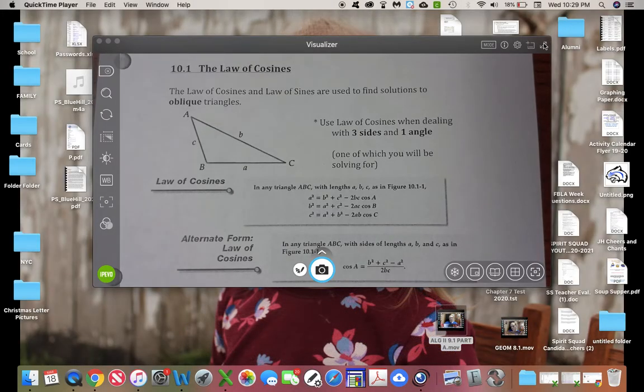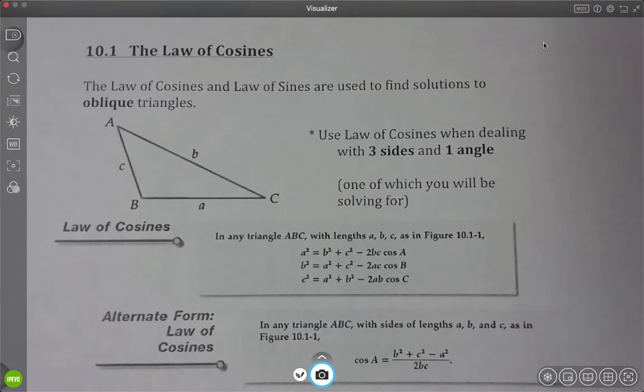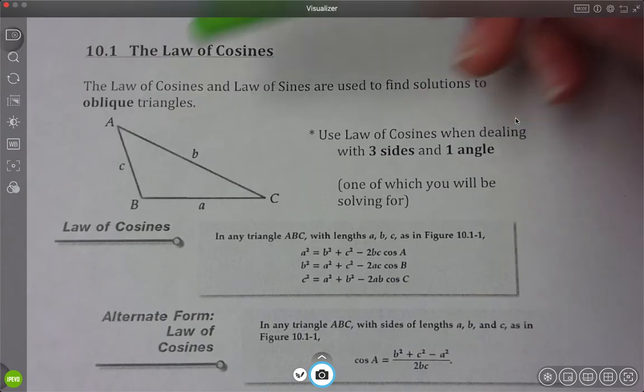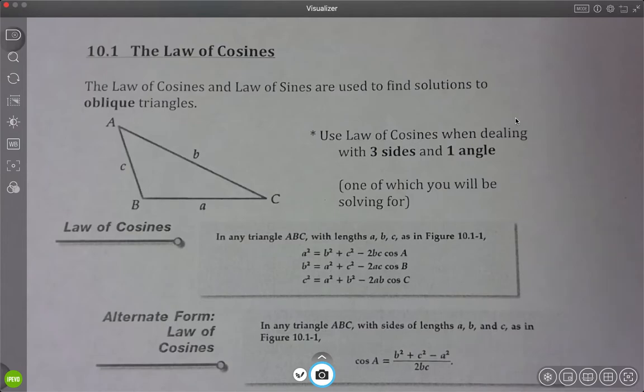But Section 10.1 is the law of cosines. You are going to be very happy with these first couple sections at least, because no more trig identities and stuff that you're trying to solve for. We're going back to right triangle trig, even though these aren't right triangles, and going back to main cosine, sine, that type of thing, okay? So this section is the law of cosines, and 10.2 we'll be doing the law of sines.